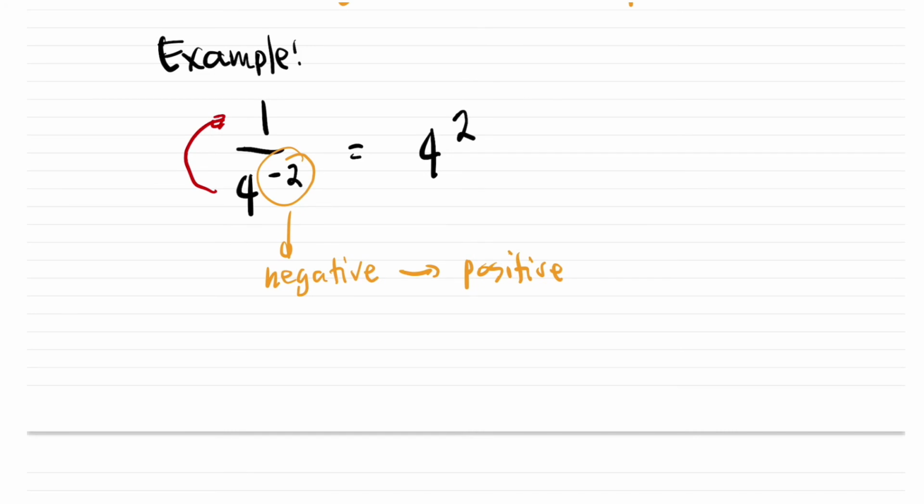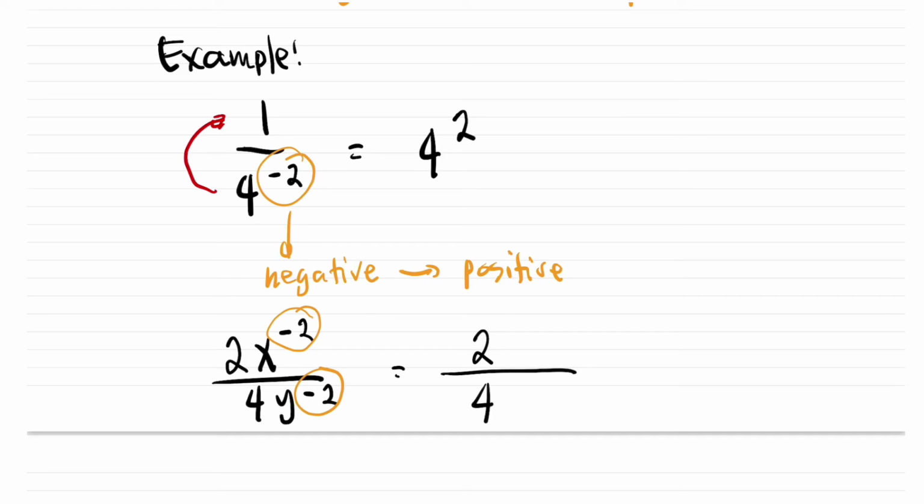What if I have 2x to the negative 2 over 4y to the negative 2? Notice this one here is negative, this one here is negative. So these two should be made positive. So the solution here, 2 should remain there and 4 should remain here, because the only thing that is negative is this x here and this y here. So we move these to the opposite side, so it becomes y squared and x squared. Interchange so that those negative exponents become positive.